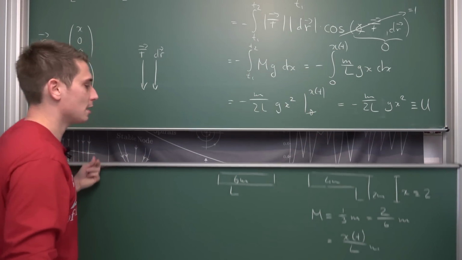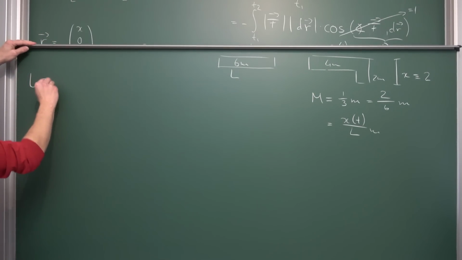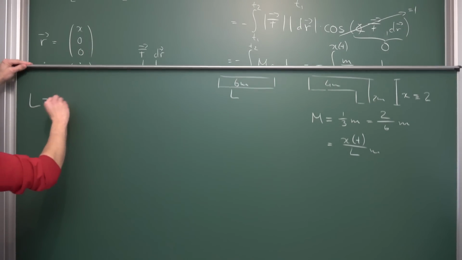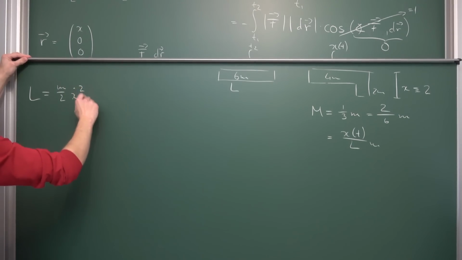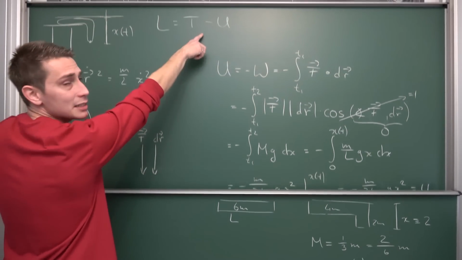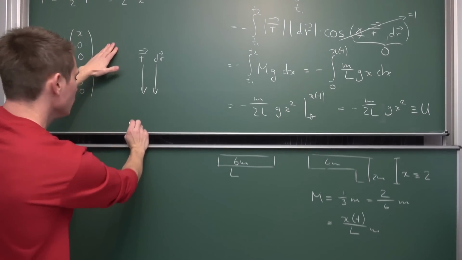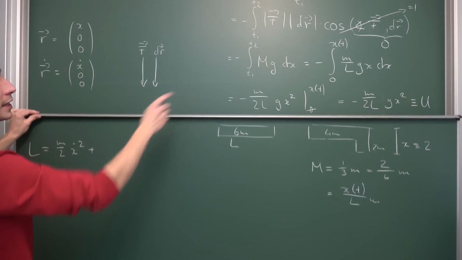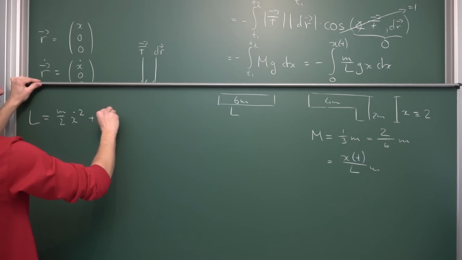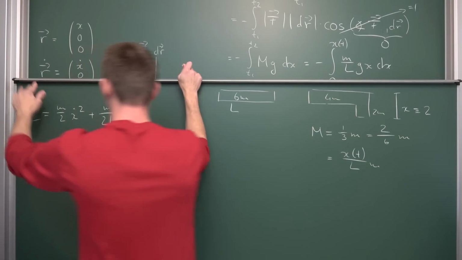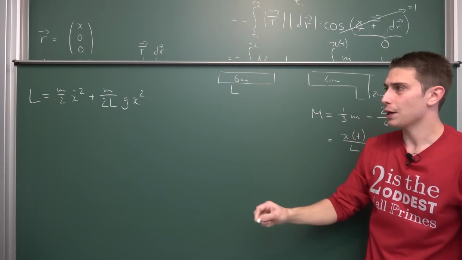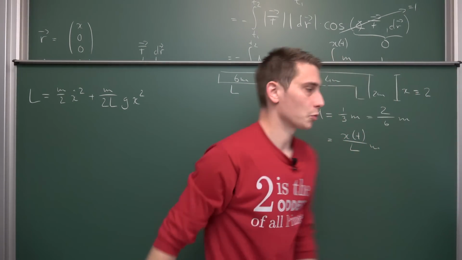Now we can plug all of this into our Lagrangian, meaning our Lagrangian is hence nothing but our kinetic energy, m over 2 times x dot squared. And then negative, and negative is going to become positive overall. Now we are going to get m over 2L times g times x squared. This is our Lagrangian, and now we are going to plug the Lagrangian into the Euler-Lagrange equations.